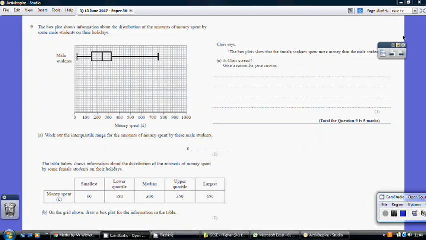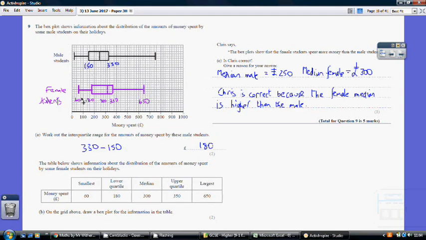Question 9. So for part A, we're being asked to work out the interquartile range for the amount of money spent by these male students. So interquartile range is the upper quartile, which is 330, take away the lower quartile, which is 150, which is 180.